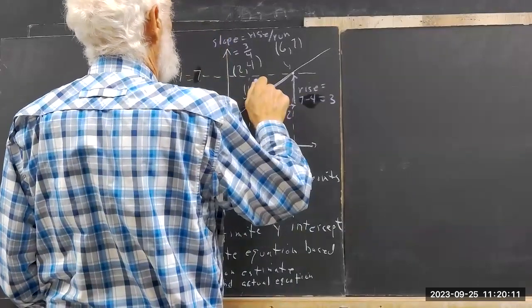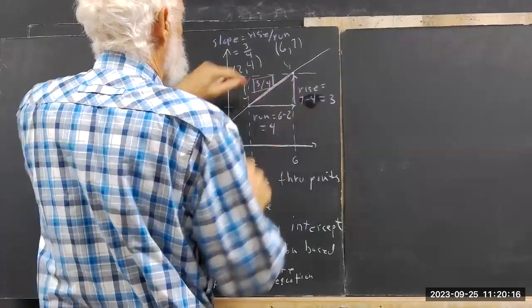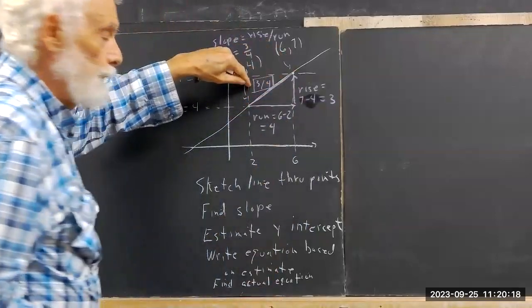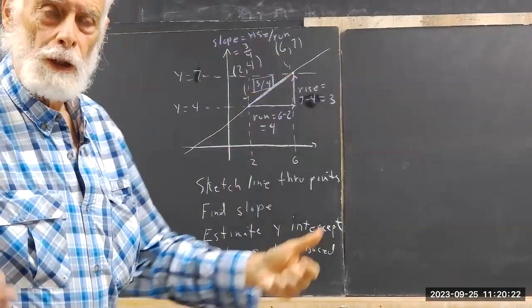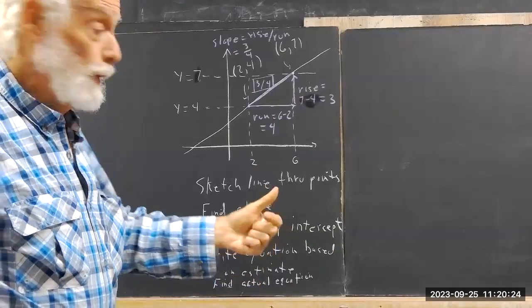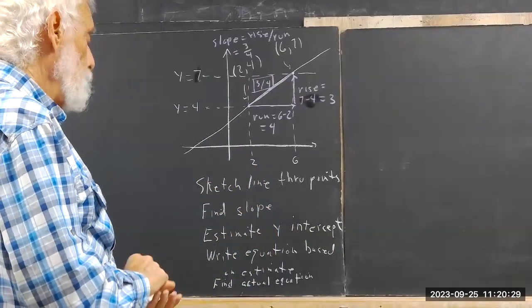I conventionally like to put 3/4 here with a box around it, the box indicating this isn't a length, it's a slope. Right along the sloping line. It gives you a complete picture of the slope between these 2 points. All right, so we found the slope.